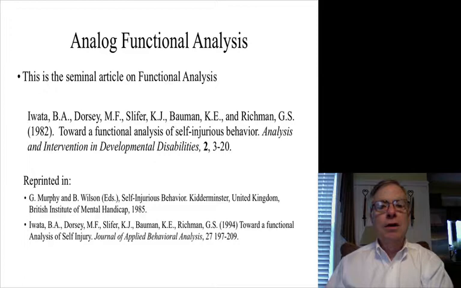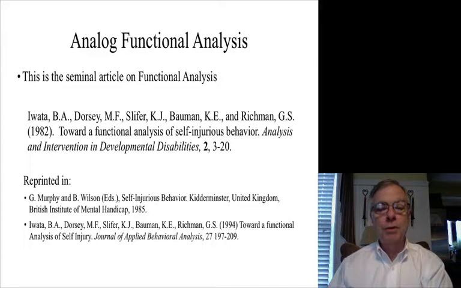Analog functional analysis was first published in 1982. I had the unique privilege of participating with Dr. Brian Iwata, who was the lead researcher, Keith Slifer, Ken Bauman, and Gina Richmond, while we were all employed at the John F. Kennedy Institute, which is now better known as the Kennedy Krieger Institute, part of the Johns Hopkins University School of Medicine. We had both in and outpatient units that were devoted exclusively to applied behavior analysis and behavioral psychology. While we were there, we conducted a number of research projects, this being probably the most popular of the ones we did during our tenure.